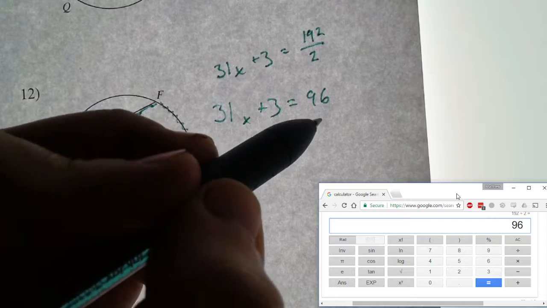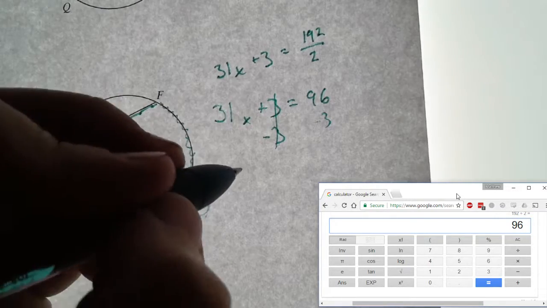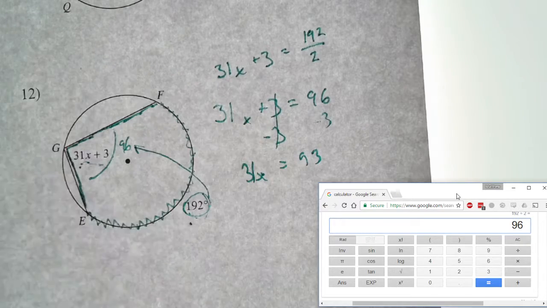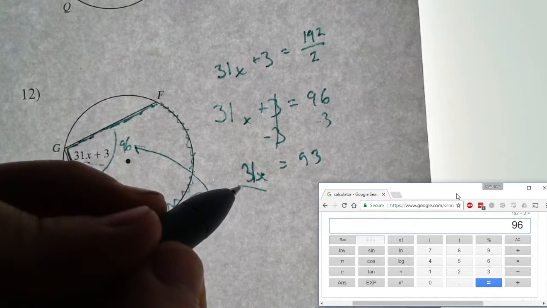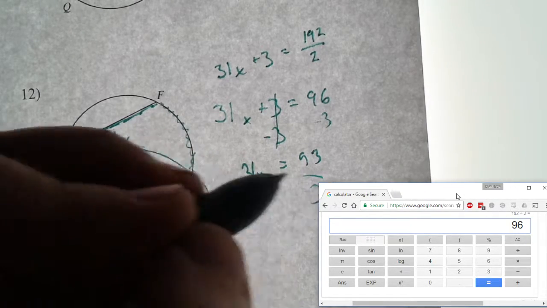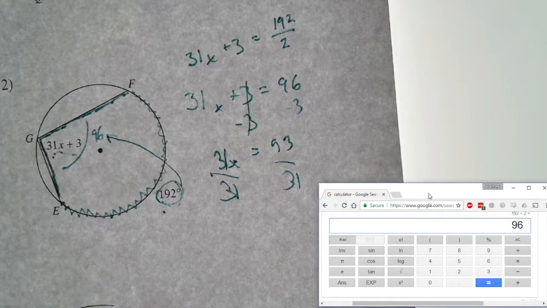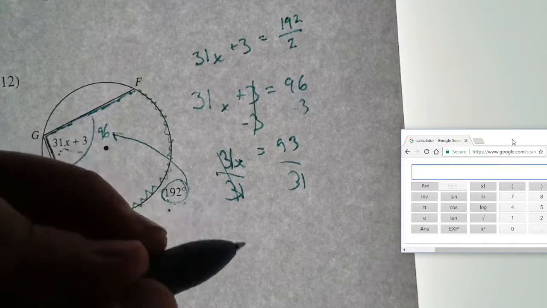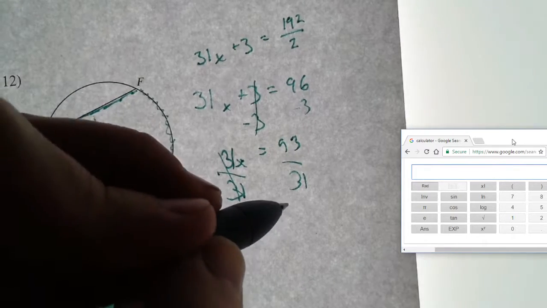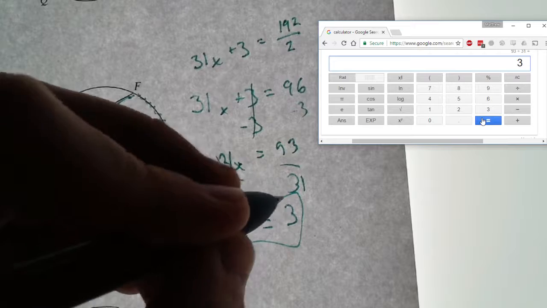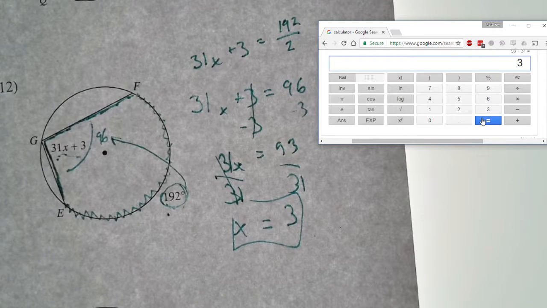And now I can just do this algebra. I'll take away 3 from both sides. 31x equals 93. So then I divide both sides by 31. And I'm left with x is equal to 3. I can double check that if you guys want me to. 93 divided by 31. And we found that x was equal to 3.